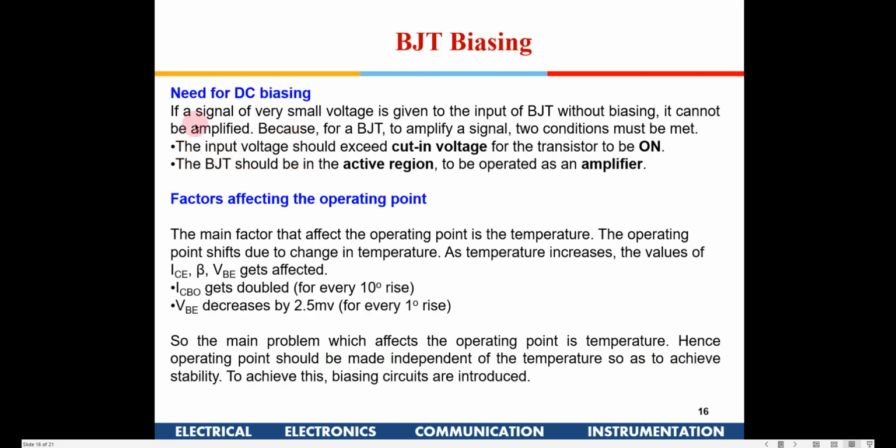Okay, so now what is the need for biasing? I told you, first of all, we need to ensure that the transistor is biased properly.